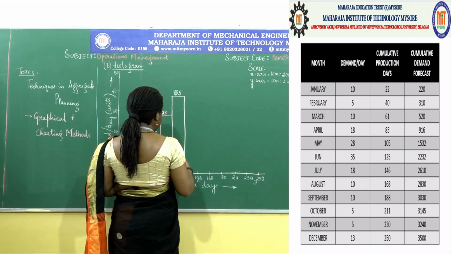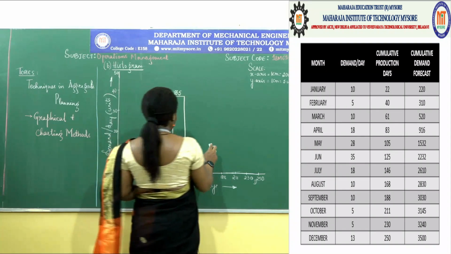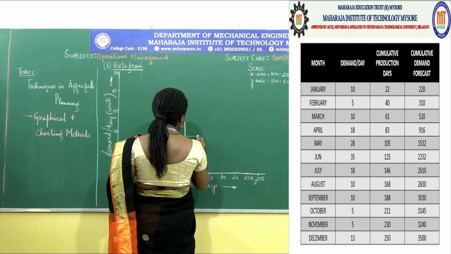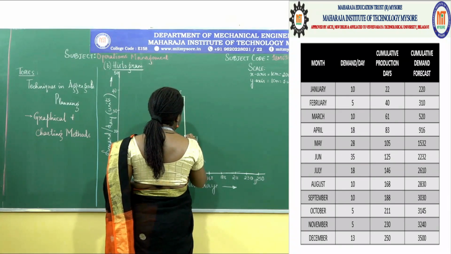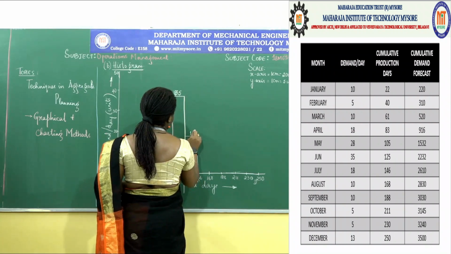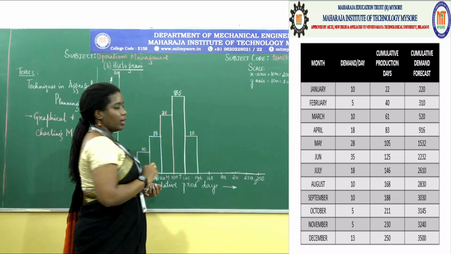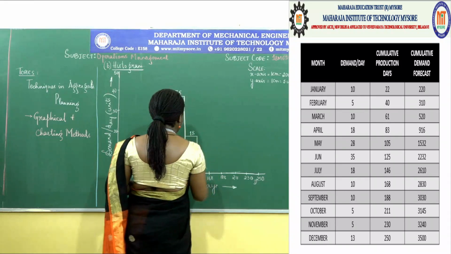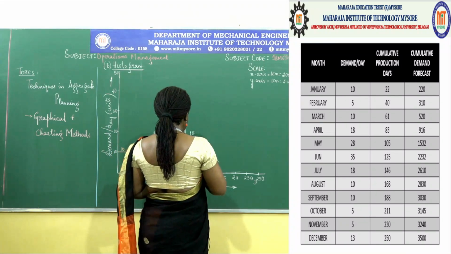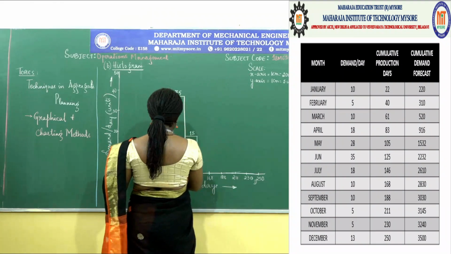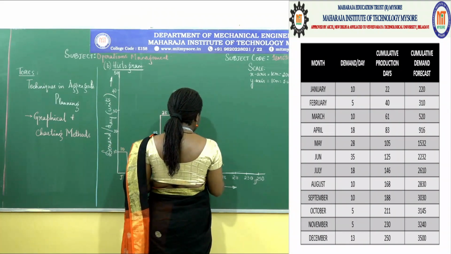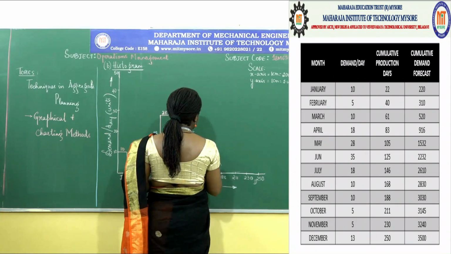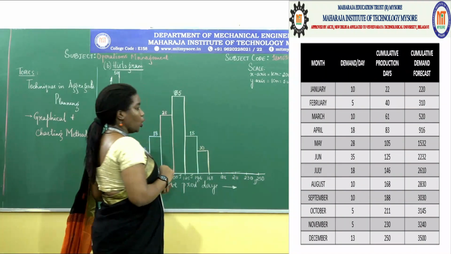The month of July has a demand of 18 units and 146 working days. This is for the month of July. August has a demand of 10 units and the number of working days is 168, for the month of August.